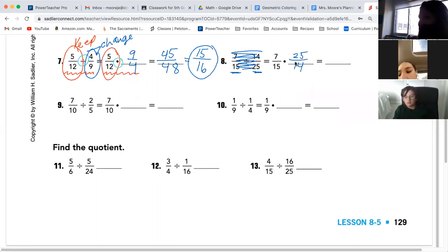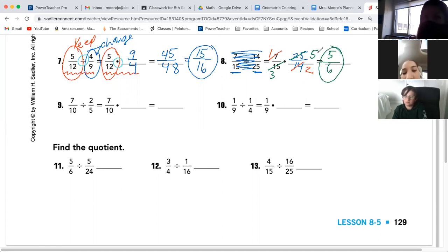Do you see any shared factors between 7, 14, 25, 15? Do you see any shared factors there? Anyone at home? Anyone see shared factors between the numerator and the denominator? 7 and 14. They share a factor of 7. So I'm going to go and remove it, leaving 1 and 2. Good. Do 25 and 15 share any factors? They sure do. They share a 5, right? So I can get rid of it, leaving a 5 and a 3. Now, if I snap across now, I have 5/6, which I know is done because the difference between the numerator and denominator is 1.